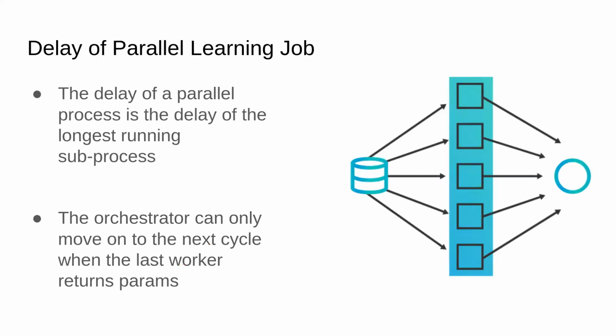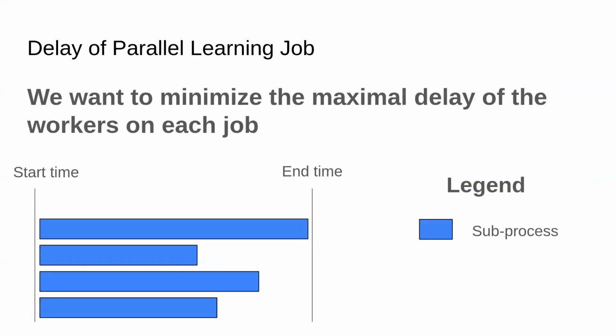So the delay of a parallel process is the same as the delay of the longest running subprocess, assuming all the subprocesses start at the same time. In the parallel learning context, that means the orchestrator can only move on to the next cycle when the last worker returns parameters from the previous training cycle. And so what we want to do here is to minimize the maximal delay of each worker associated with each job.